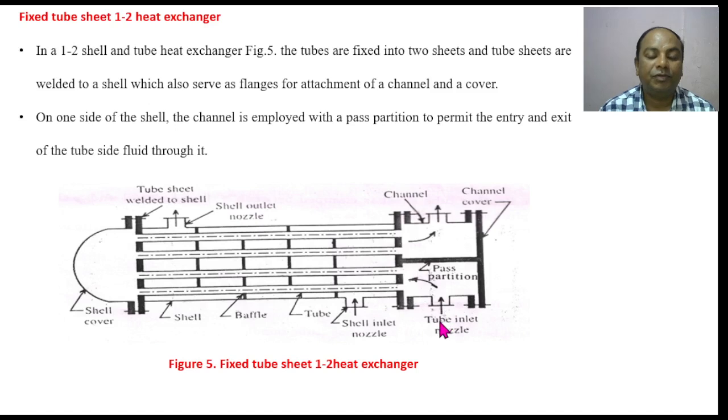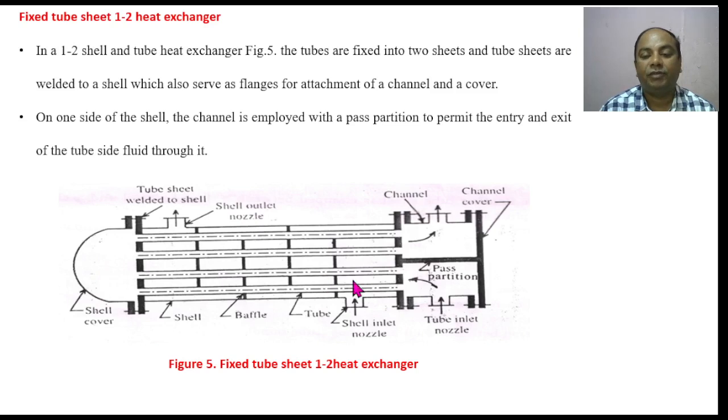The fluid entering through the channel into the tube side makes two passes, like this. The fluid enters, and here it can go out. This is possible when the other side of the heat exchanger is closed. That means the channel is closed on either side, or has a flange support on either side, but there is no inlet or outlet on this other side of the channel.